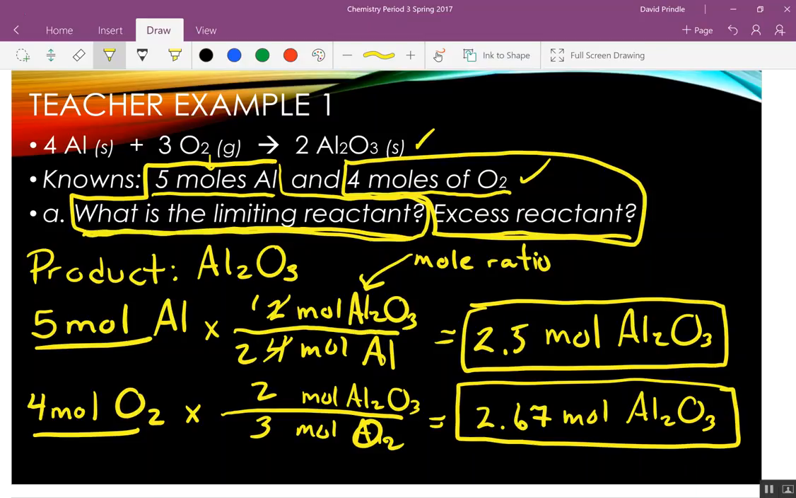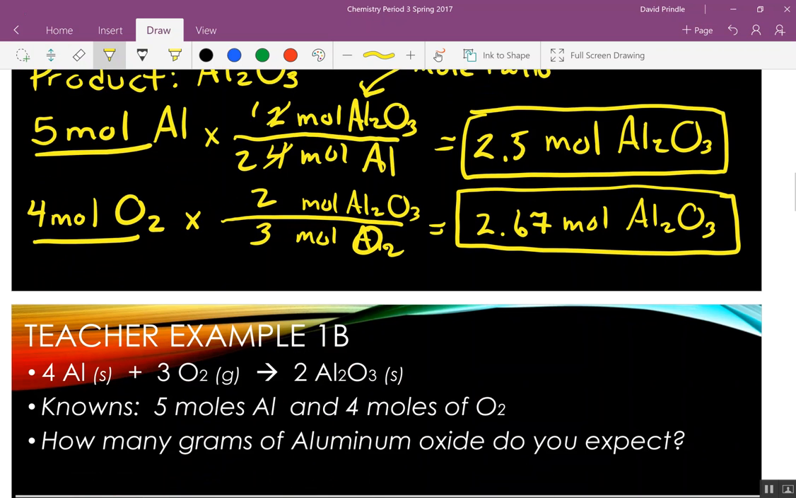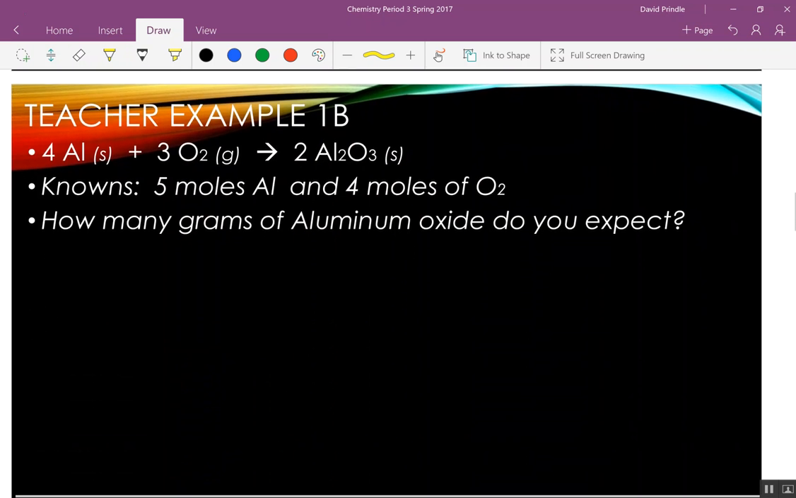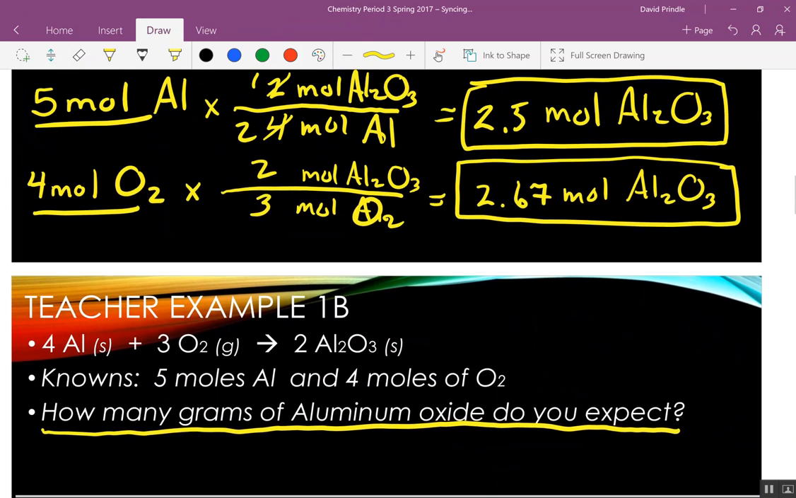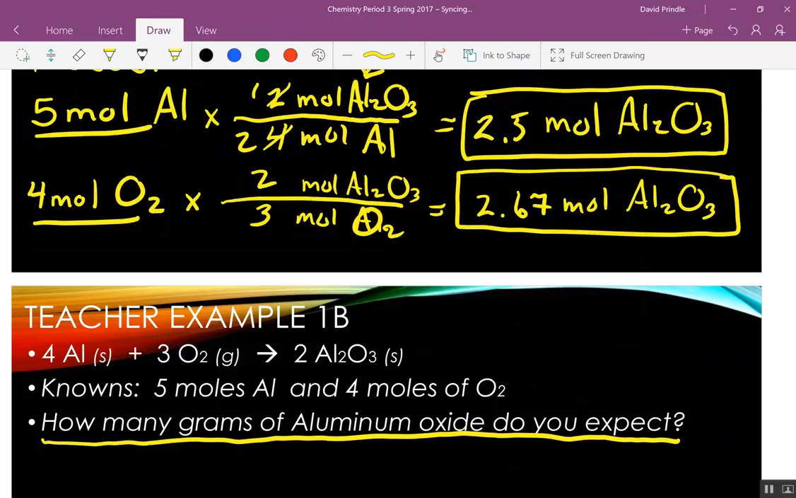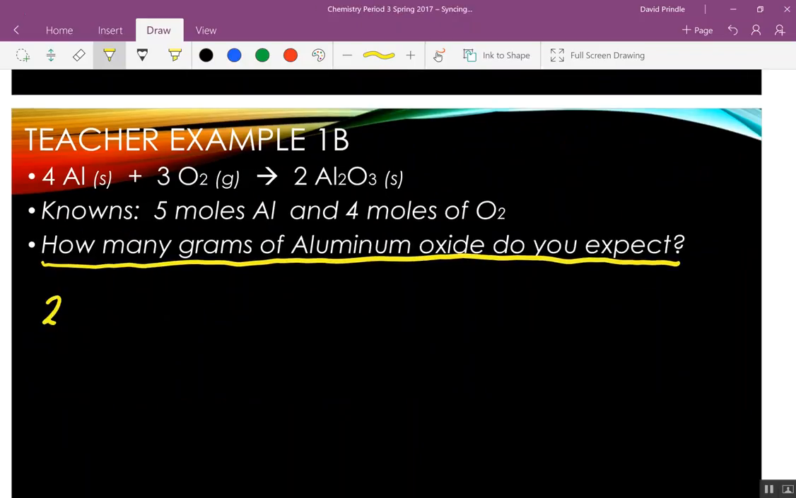Okay, are we ready to move to part two of this problem? Yes, no? Yeah. Okay, here we go. Now, this one, you can use an answer you just got. We want to know how many grams of aluminum oxide we expect. Which one was our limiter? Aluminum. How many moles did we make of aluminum oxide? So that's our known right now. 2.5 moles of Al2O3.